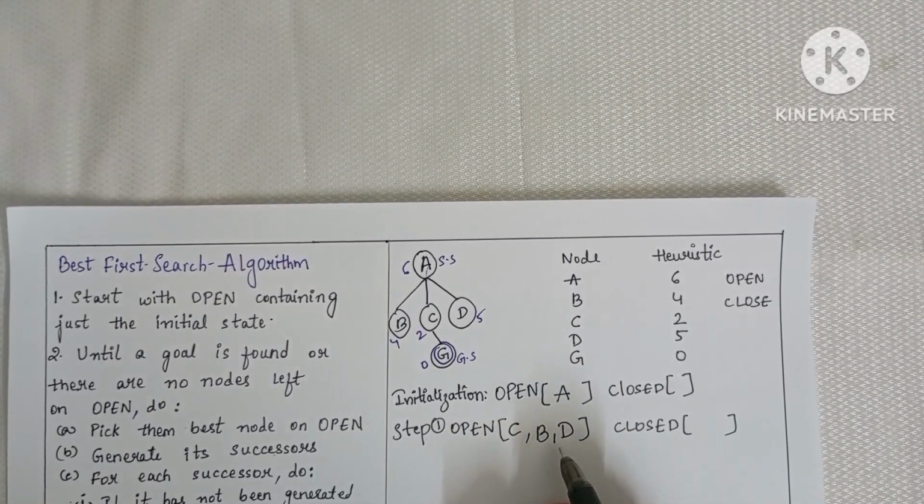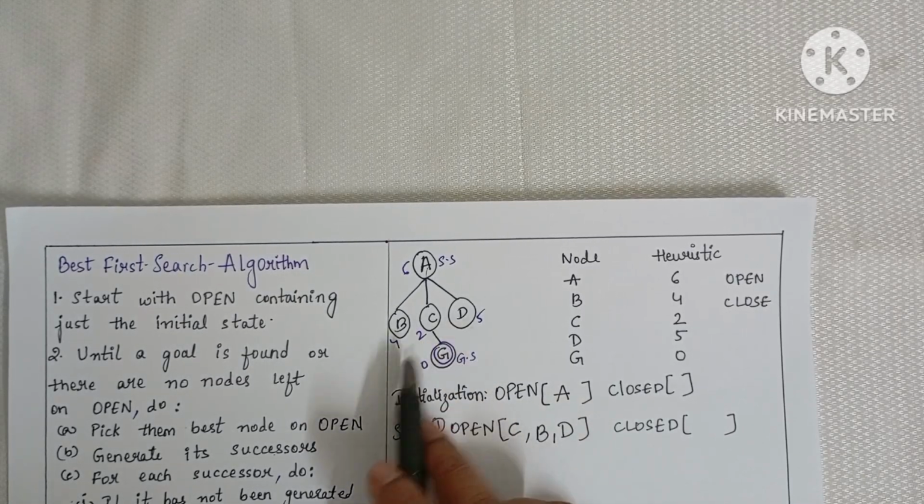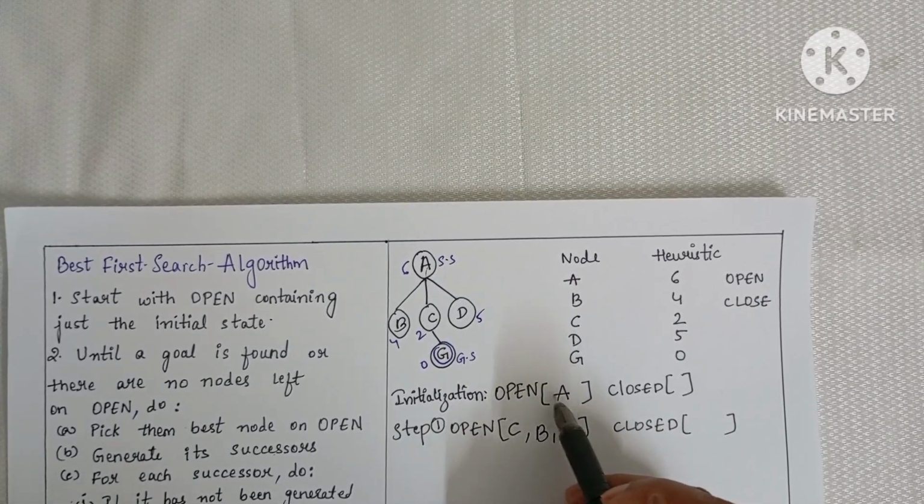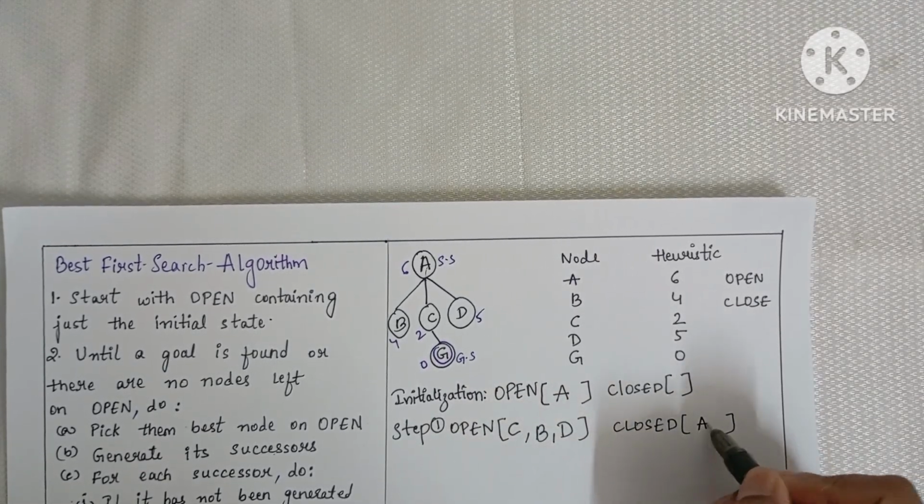C is first because it has the lowest heuristic. The lowest heuristic among these three is of C. So we have to write C here, the lowest heuristic, and then the next lowest heuristic, and then the next lowest heuristic. And A is now explored. So A will come from the open list to the closed list.